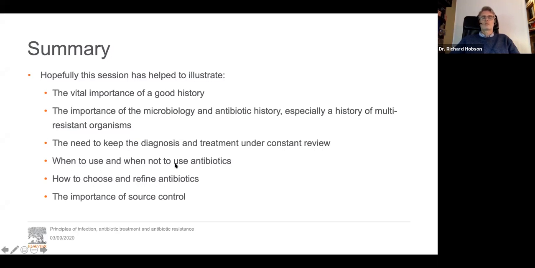When to use and when not to use antibiotics. Bear in mind that all antibiotic use is potentially hazardous, so don't use antibiotics unless it's very important. How to choose and refine antibiotics, and what I really want you to remember as a take-home message is those two big orange arrows. The information arrow, which got fatter as it got to the bottom of the screen, and the antibiotic spectrum arrow, which got narrower as it got to the bottom of the screen. And the importance of source control and also the difficulty of source control.